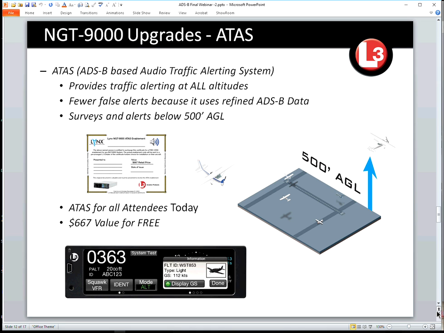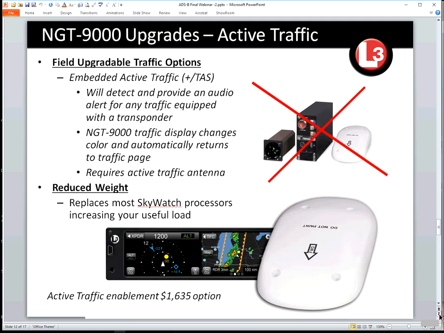With that being said, when you do get an ATAS alert, you better start looking for an airplane because it's a real alert and you've got to find it. Either way, this is one of the first upgrades we've offered to our users. It's the first and only right now ATAS certified ADS-B device on the market. And today, for everybody who attended the meeting, it's free of charge. So let's take a look at the next upgrade path available.